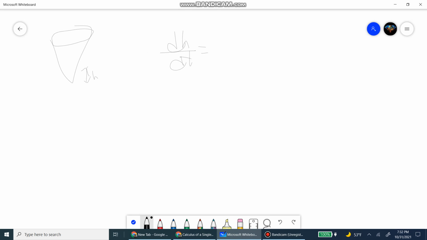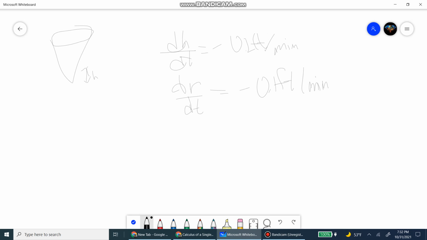This is from a problem set in the calculus textbook I'm using. The height is changing at negative 0.2 feet per minute. We have dH/dt, and the radius, they give us dr/dt, which is changing at a rate of negative 0.1 feet per minute. So we have the change in height and the change in radius.